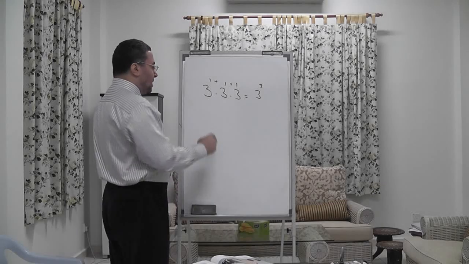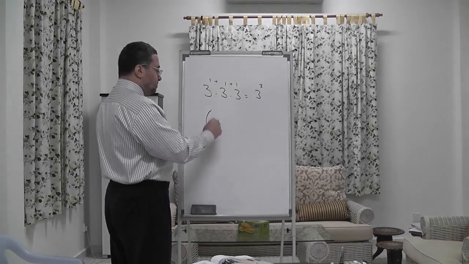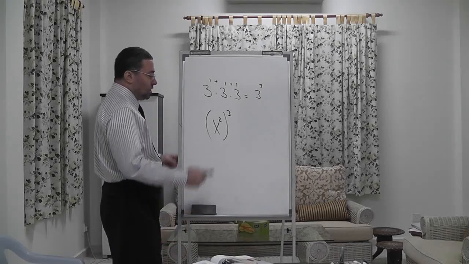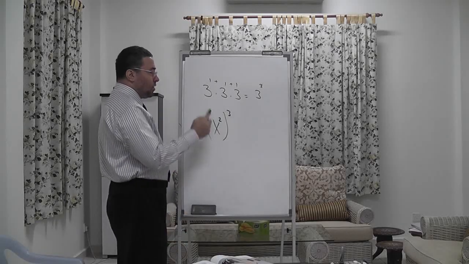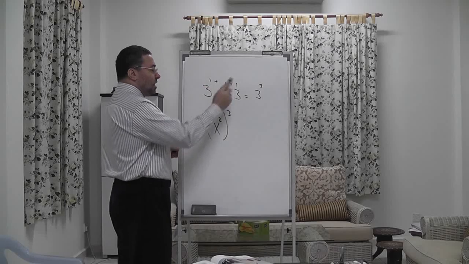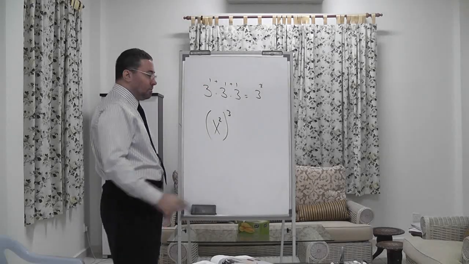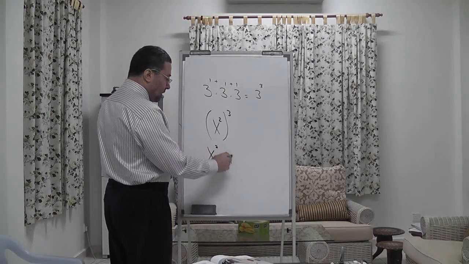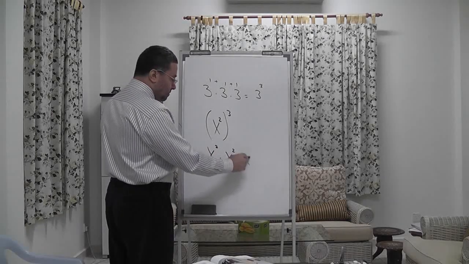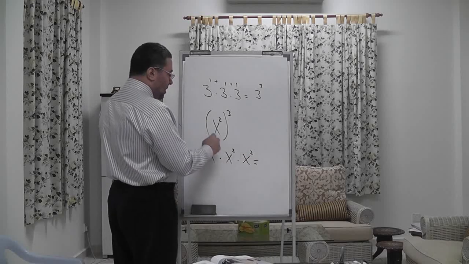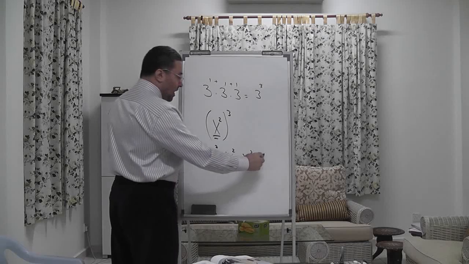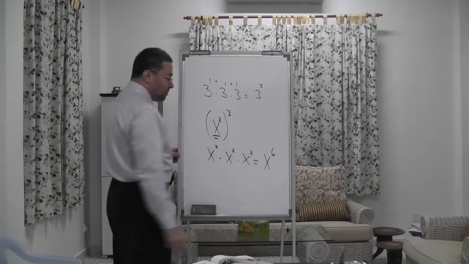Another situation we might encounter is this. Here is a little bit different situation. Here we have a power raised to another power. Here we have powers that are multiplied by each other and we add them. Here is a little bit different, but if we expand it, it's going to be like this. This number is multiplied by itself 3 times, and the answer will be x to the 6.